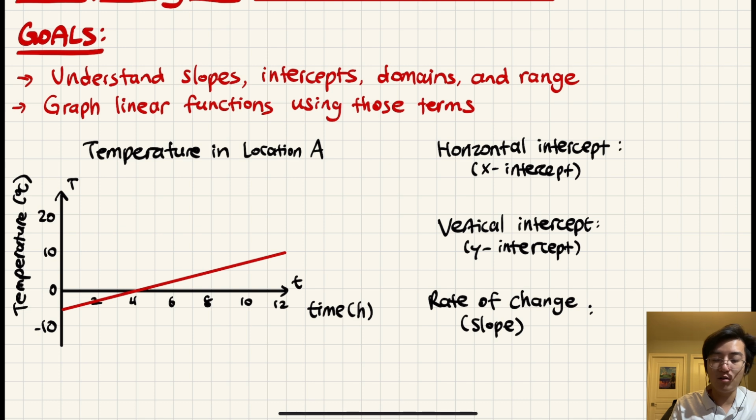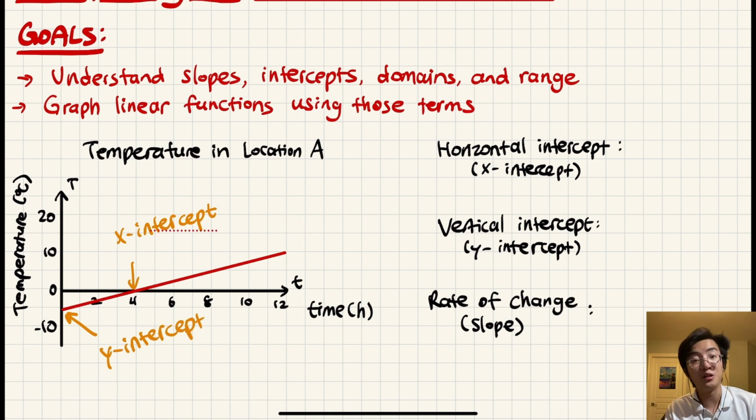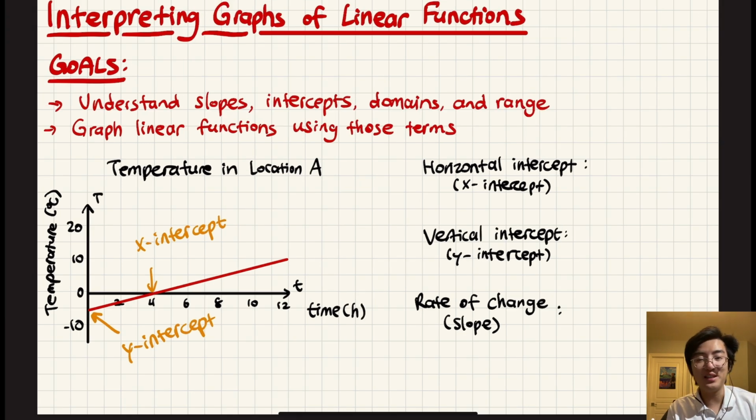So now let's take the horizontal intercept, or the x-intercept, as an example. If we look at the graph, we quickly notice that right here is where our line touches the x-axis. So x-intercept right there. And similarly, this point is where our line touches the y-axis, which we call the y-intercept. To represent this as a coordinate, we have x equals 4 and y equals 0. That's all it is.